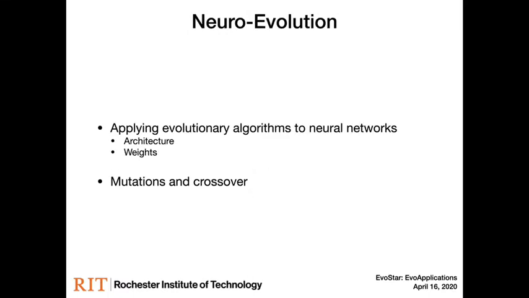Next, I just want to mention what neuroevolution is briefly. So applying evolutionary algorithms to neural networks, meaning using evolutionary algorithms to find optimal neural network architectures and their associated weights. And like with most evolutionary algorithms, it uses mutation and crossover.